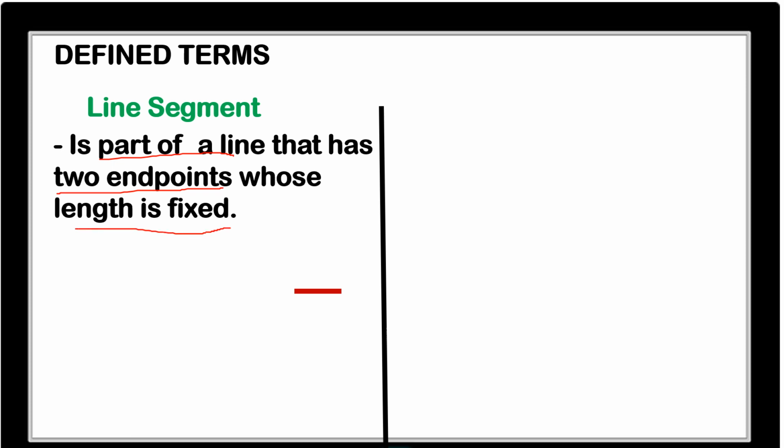So meron tayong tatlong characteristic ng isang line segment. Let's have an example. Let us consider this as a line segment. Remember that a line segment is a part of a line. Bahagi siya ng linya. Ibig sabihin, kaputol.